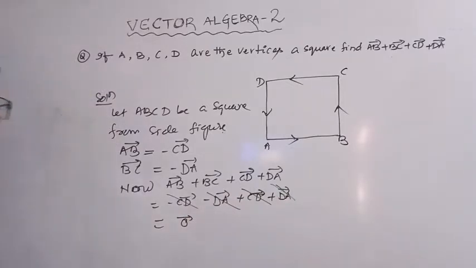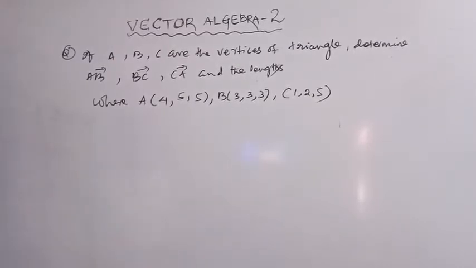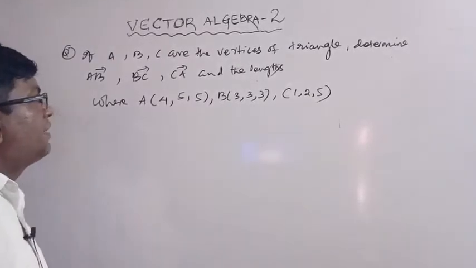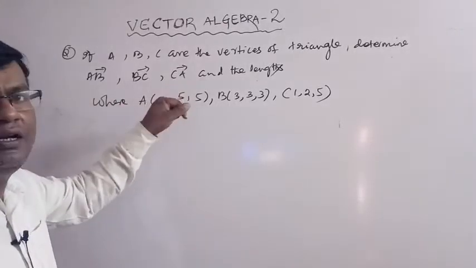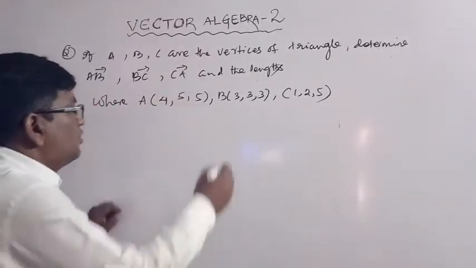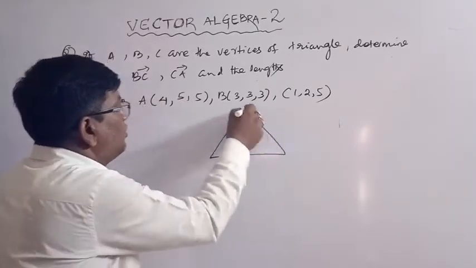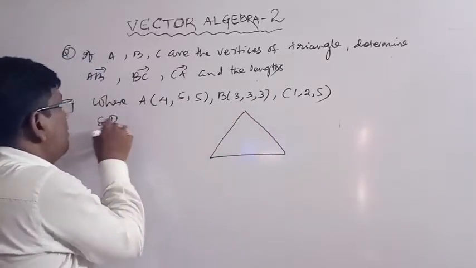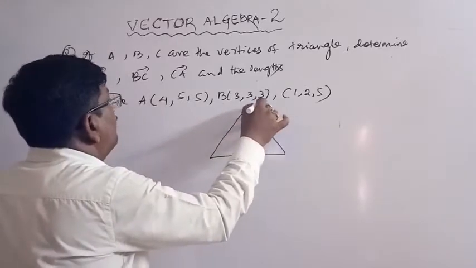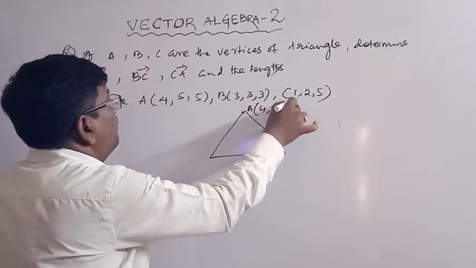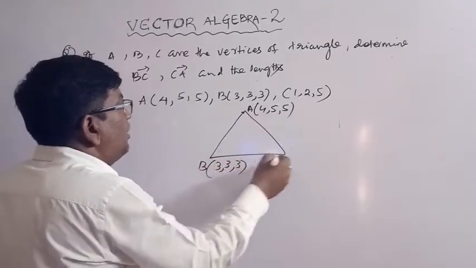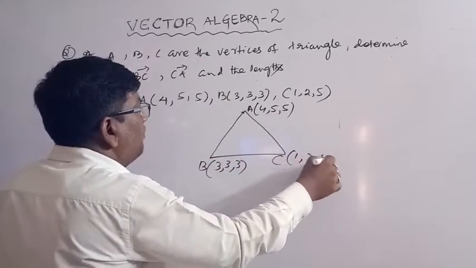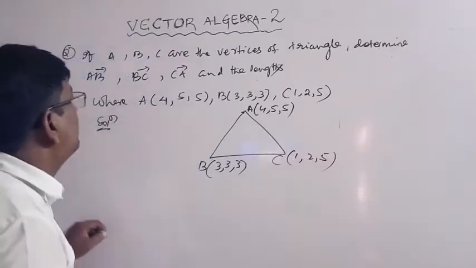Now another question. ABC are the vertices of a triangle. Determine the vector AB, vector BC, vector CA, and also find its length. Solution: suppose A is 4, 5, 5, and B is 3, 3, 3, and C is 1, 2, 5.